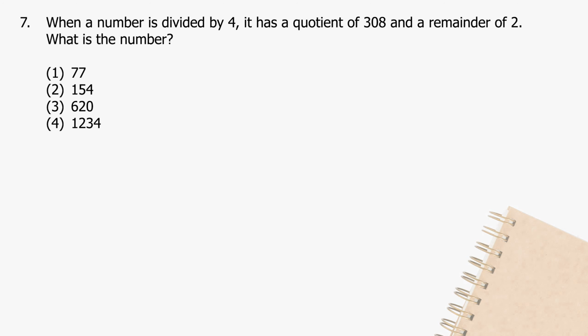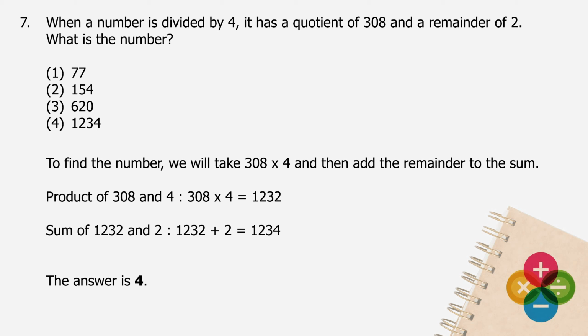Question 7. When a number is divided by 4, it has a quotient of 308 and a remainder of 2. What is the number? In order to find the number, we will need to multiply 308 by 4 first, and then add the remainder to the product. Multiply 308 by 4, and the product is 1,232. Add 1,232 and 2, and the sum is 1,234. The answer is 4.